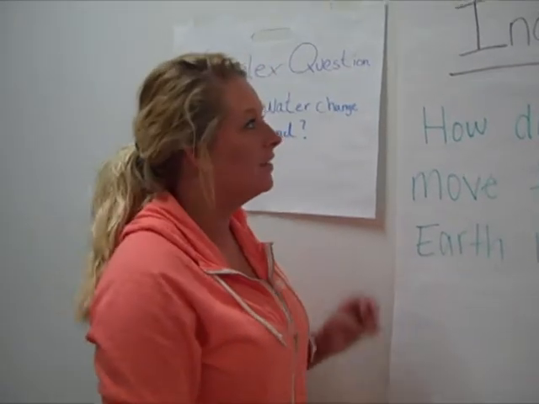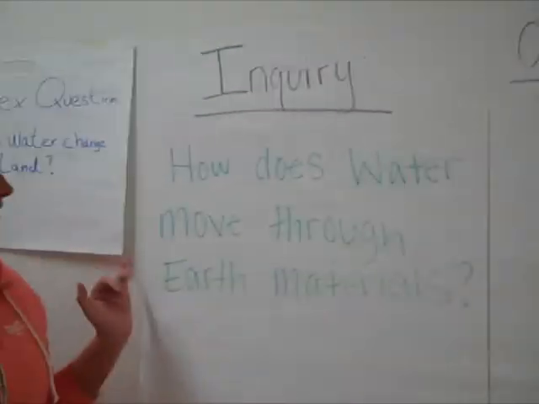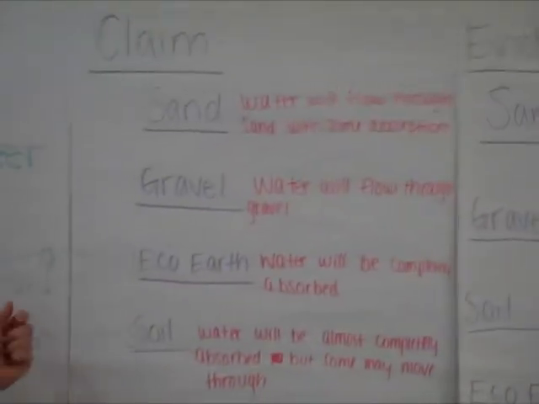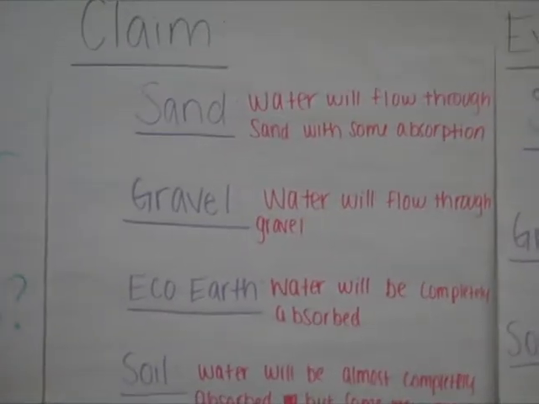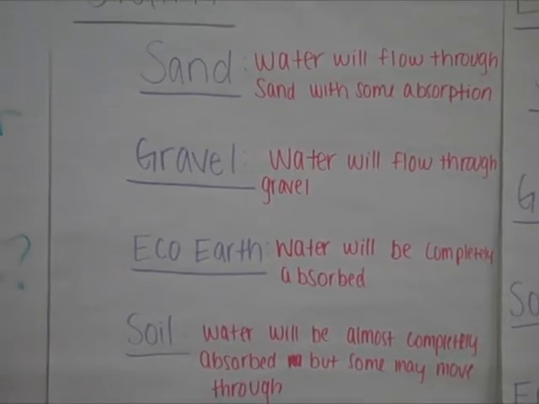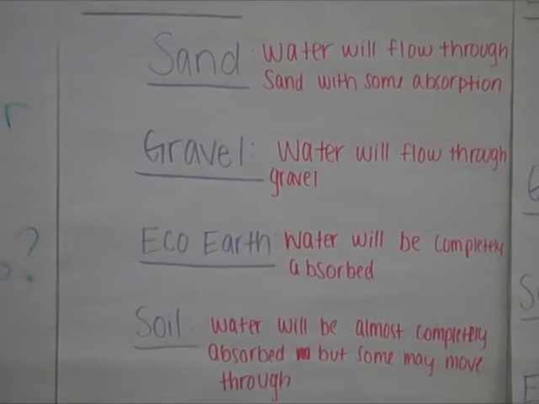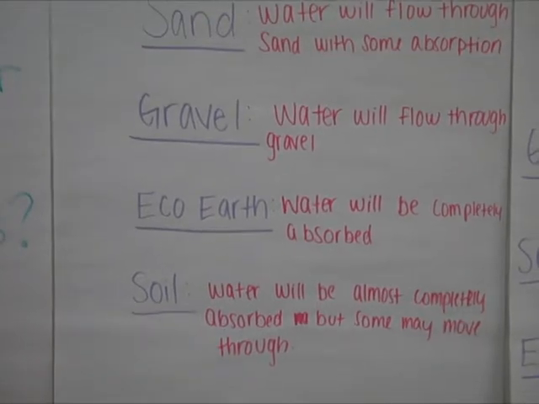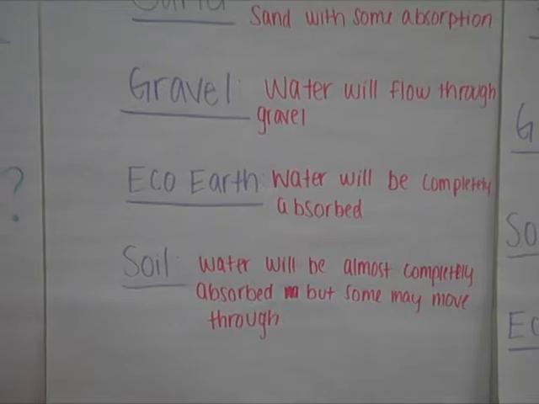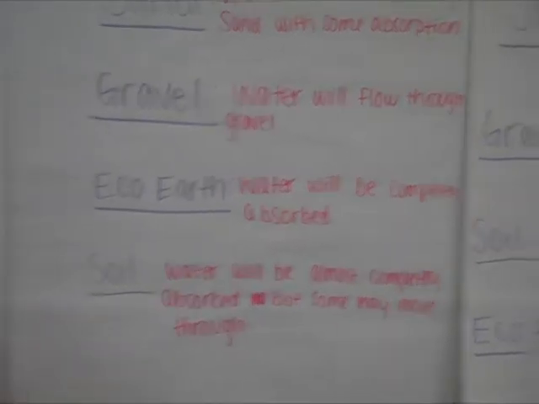Okay, so our third inquiry question is, how does water move through earth materials? Our claim for sand is that the water will flow through sand with some absorption. For gravel, the water will flow through gravel. Eco-earth, it will be completely absorbed, and soil water will be almost completely absorbed, but some may move through. So first we're going to do soil.